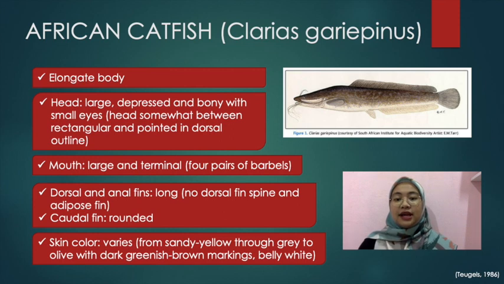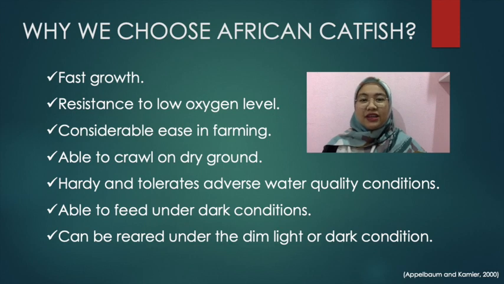And for the skin color of the fish, it varies from sandy yellow through gray to olive with dark greenish brown markings and white belly. As we know, the African catfish is a common species used in aquaculture industry throughout the world. Therefore, we select this species because it has several advantages, such as it can grow more rapidly than other species, it can resist low oxygen conditions, and it is considered easy to farm. It is also able to crawl on dry ground.